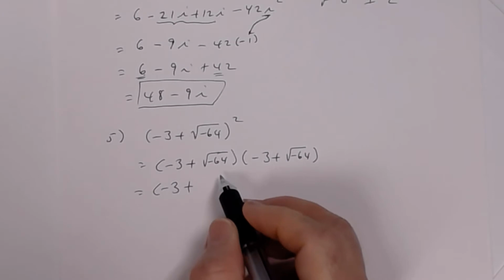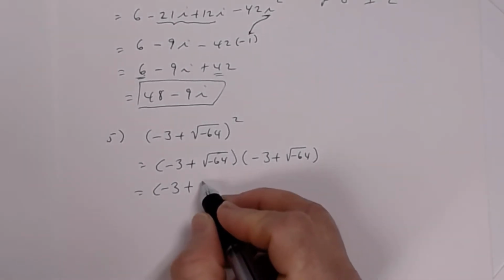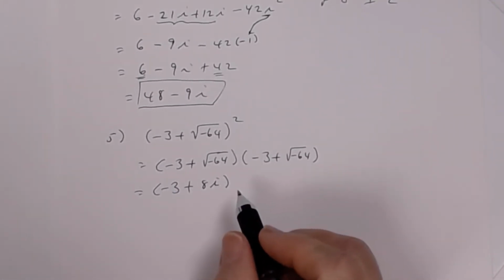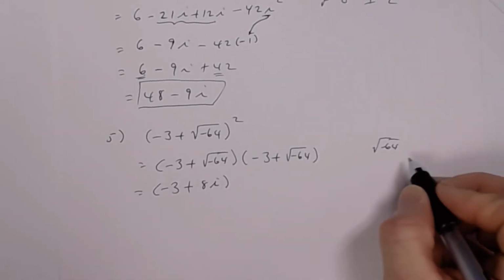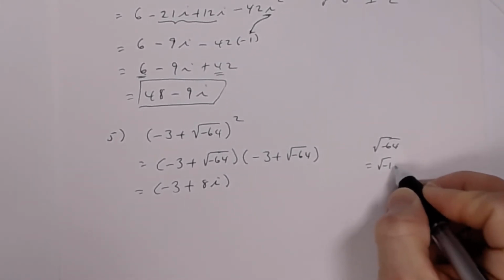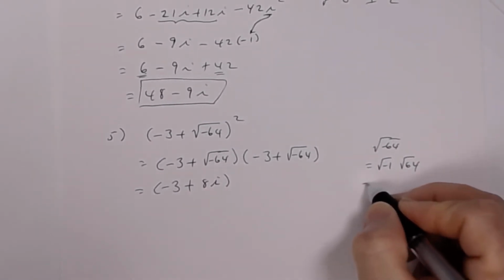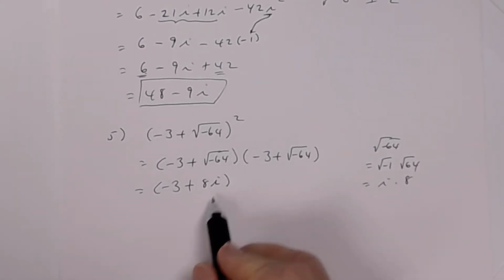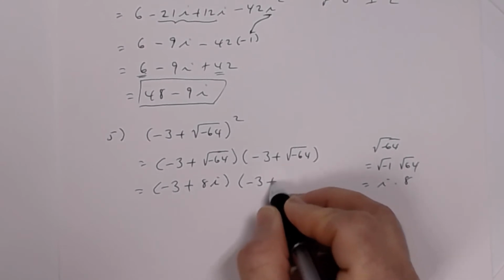Remember, 64 is a perfect square. So the square root of a negative 64 is 8i, right? Don't forget the I. You're taking the square root of a negative number. So remember, the square root of a negative 64 means the square root of a negative 1 times the square root of 64. Okay? And so the square root of a negative 1 is I, square root of 64 is 8, so we get 8i. Times, and do the same thing here, negative 3 plus 8i.